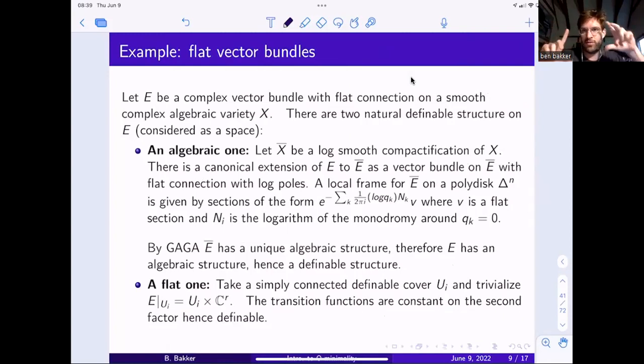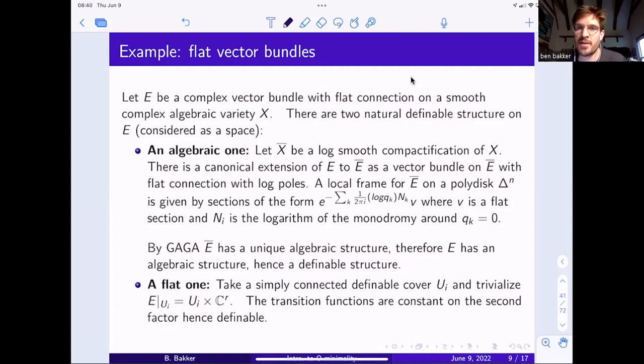And so the transition functions between flat sections here and flat sections here are just matrices with constant entries. So the transition functions are constant on the second factor, and we already know they're definable on the first factor. And therefore, these transition functions are definable. Okay, so we glue it up, and this gives us a definable complex manifold structure.